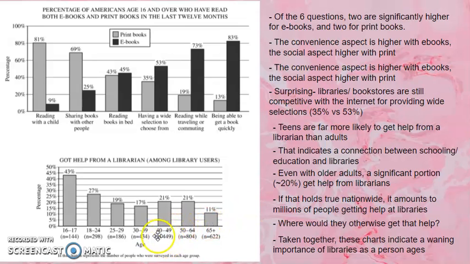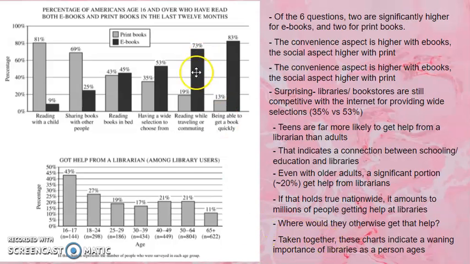Now, our sample sizes down here are not huge, right? We've only got 168 over here. We've got 804 over here. That's a bigger sample, right? But if these statistics were to hold true, I could put that in my essay. If these statistics were to hold true nationwide, that would account for millions of people getting help from librarians. So then the next logical question is, if we got rid of libraries, where would those people get help?